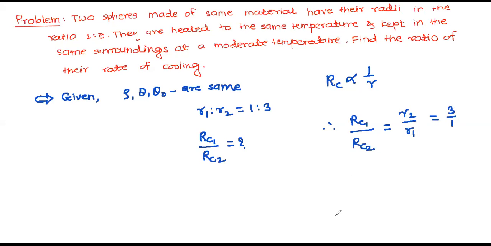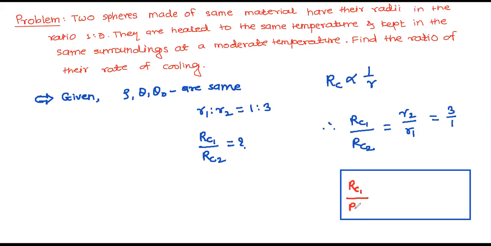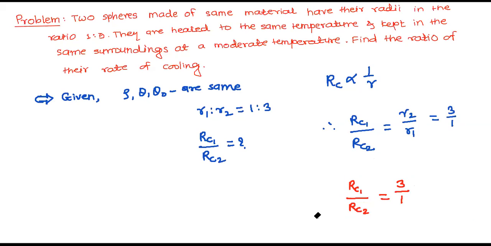And therefore what is our answer you will get? You can write down here, it is very easy. Therefore rate of cooling for the first sphere divided by rate of cooling for the second sphere is equal to 3 by 1. Yes or not? Clear? How easy the problem is? See, once you know the relation and these formulas, you can solve easily. Although it looks like a very big problem, they are very easy. Okay, so try to solve some more problems if you have.